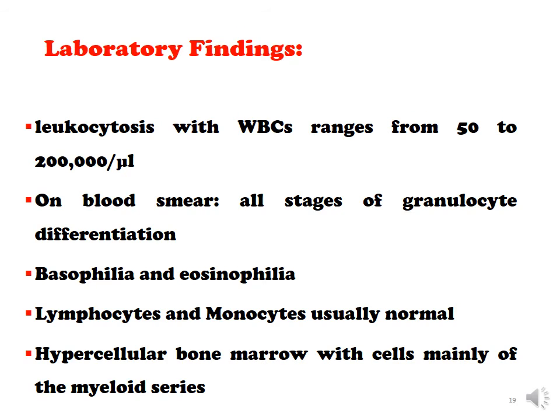Myeloblasts start to appear when we are progressing with the disease, going towards immaturity in the accelerated and blastic phase. And we are having basophilia and eosinophilia. The lymphocytes are not affected here, or even the monocytes. The bone marrow is going to show a hypercellular marrow, specifically.